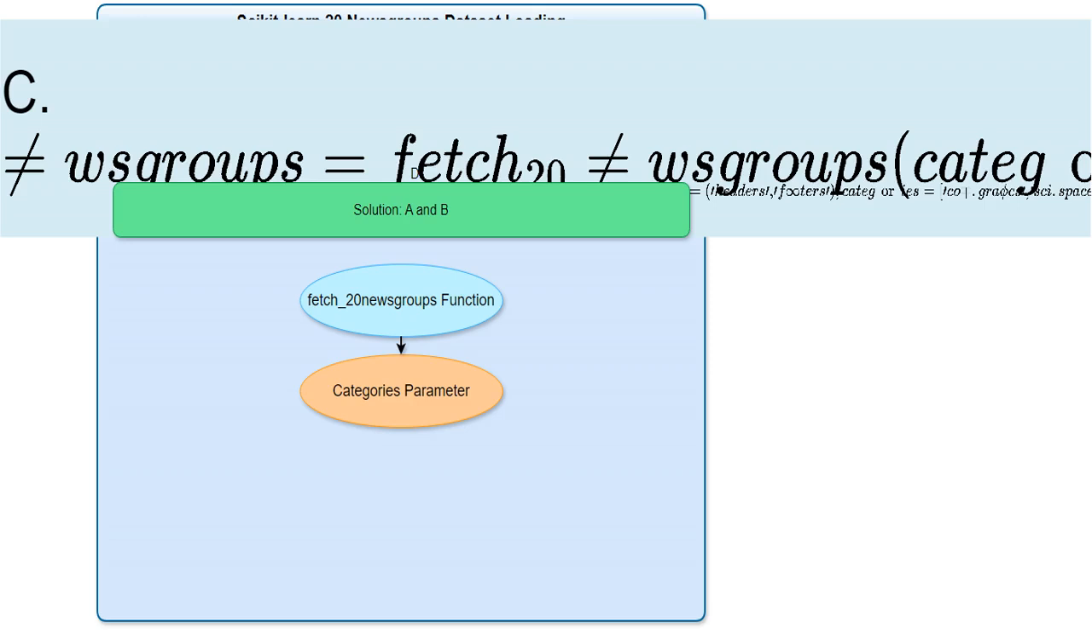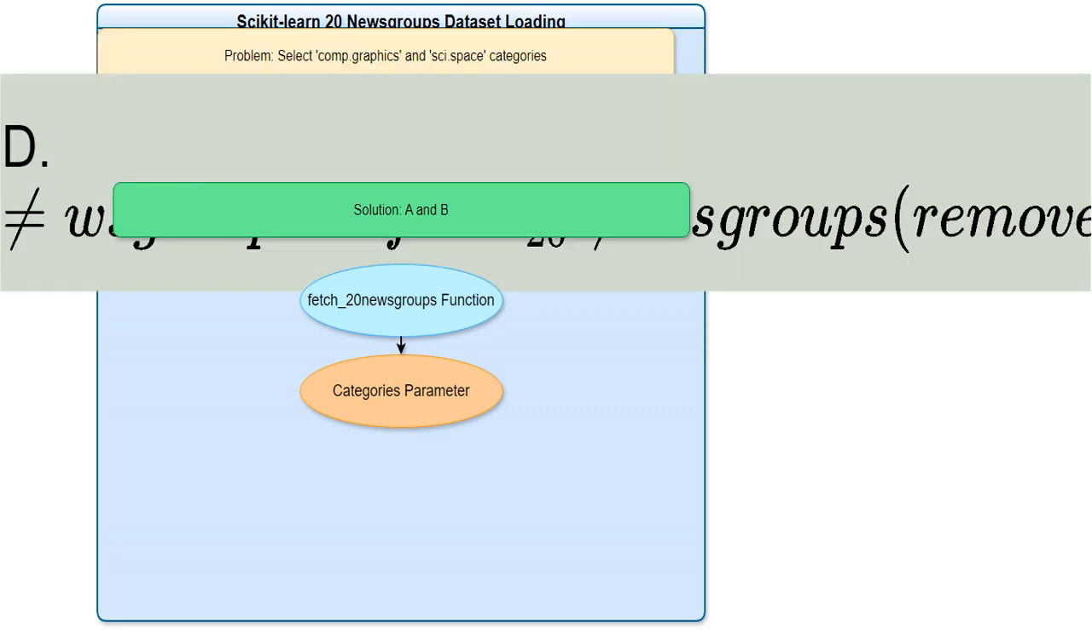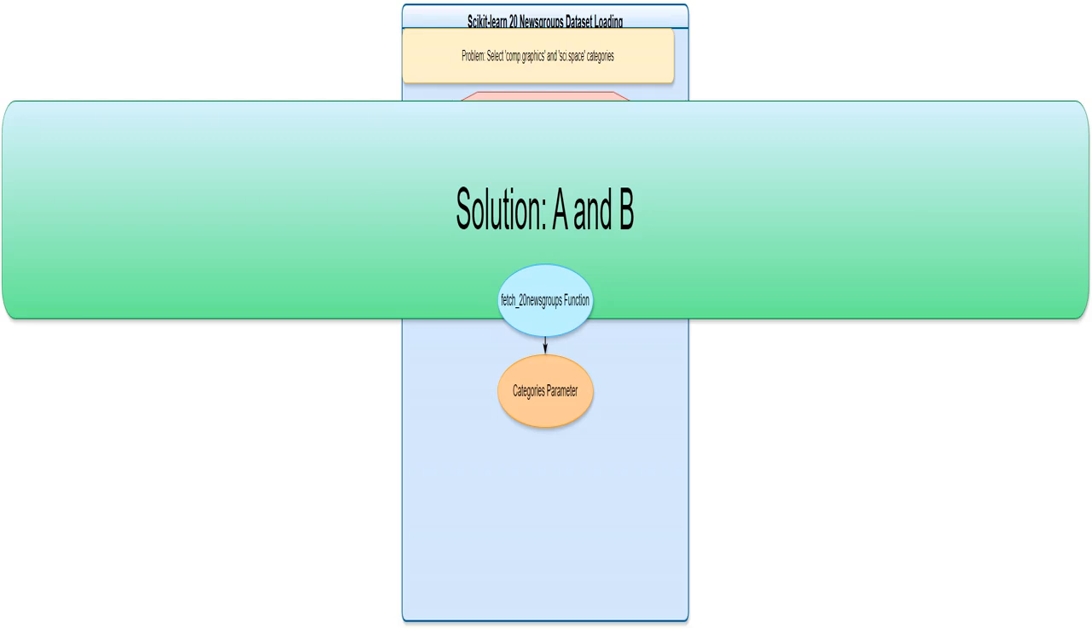This is incorrect. I'm specifying categories twice. The second specification overrides the first, leading to only space being selected. Oops. While this also works, the remove parameter is unnecessary. I could solve the problem without removing headers and footers. I'm overdoing it. It's like using a sledgehammer to crack a nut. Both A and B are correct because they achieve the goal of selecting only the desired categories.